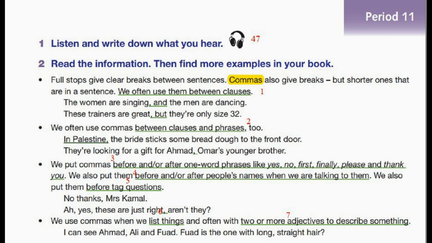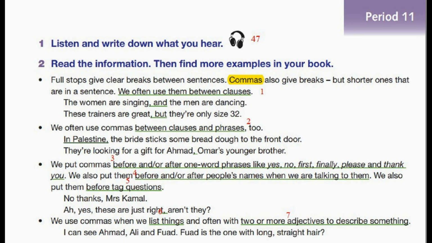In Palestine, the bride sticks some bread dough to the front door. They're looking for a gift for Ahmed, Omar's younger brother. We put commas before and after one-word phrases like yes, no, first, finally, please and thank you. We also put them before and after people's names when we are talking to them. We also put them before tag questions. No thanks, Mrs. Kamal. Yes, these are just right, aren't they?